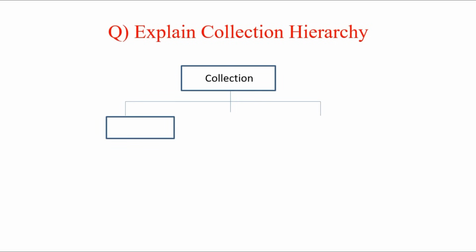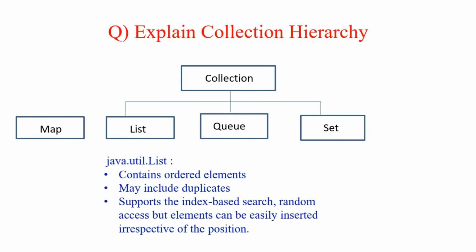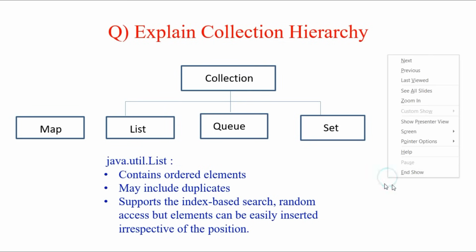The three basic interfaces which extend the collection interface are list, queue and set. The map interface does not extend the collection interface because of a few reasons which I will cover next in the video. But first, understand what a list is. A list contains ordered elements, it can include duplicates, and it supports index based searches and random access, and elements can easily be inserted irrespective of the position.